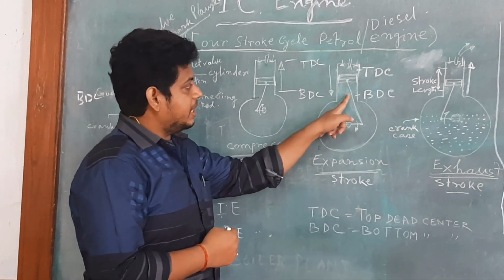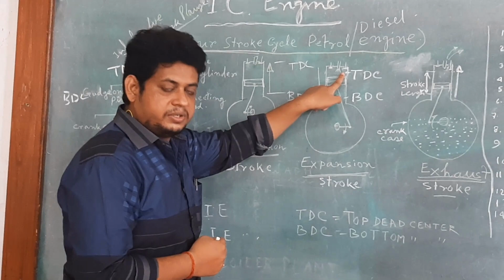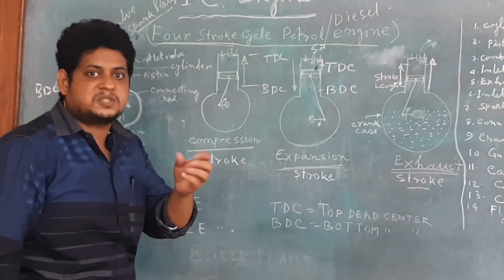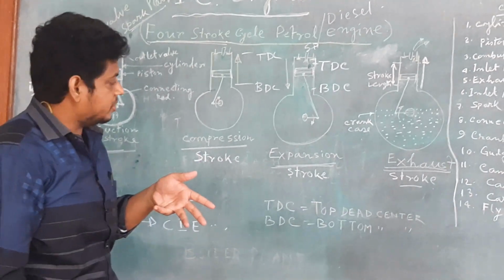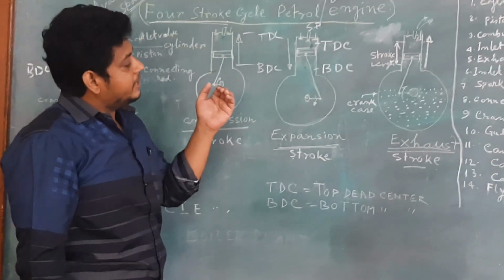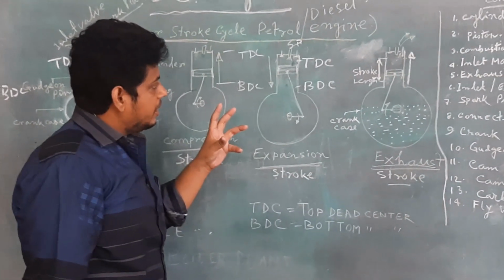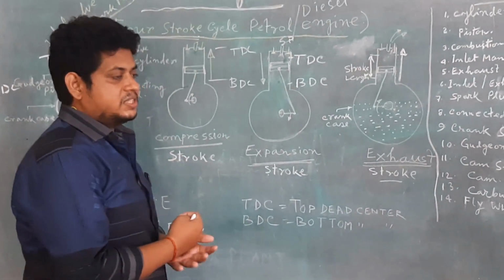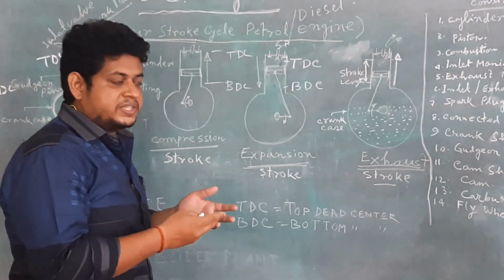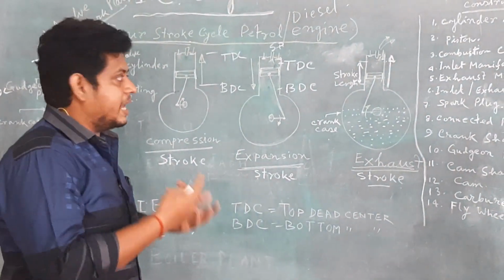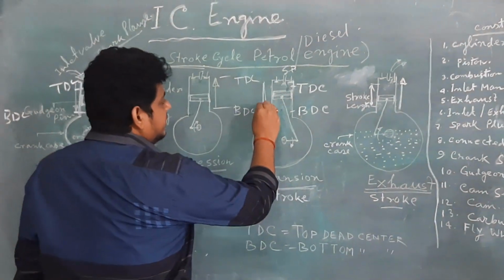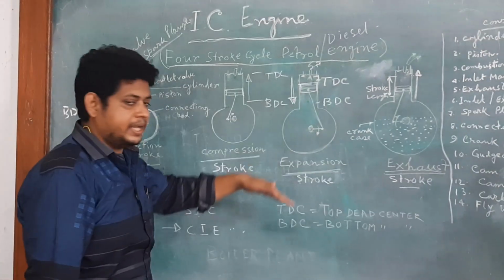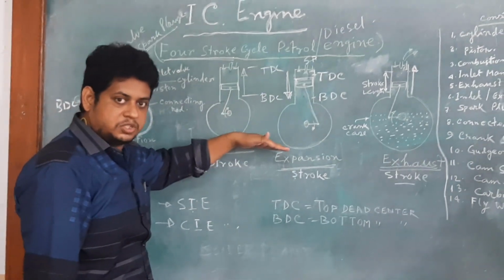After that, when the piston is near the TDC position, the spark plug makes a spark to ignite the fuel mixture. By sparking, the mixture gets ignited and combustion starts. When combustion starts, a sudden, huge pressure and temperature rise occurs, and by this sudden pressure rise, the piston automatically moves from TDC to BDC.